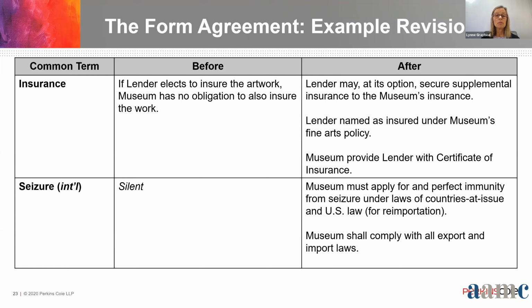Oftentimes, there are no provisions on seizure, but the agreement should provide, if the work is being exhibited in another jurisdiction, that the museum apply for and comply with the terms required for immunity, a grant of immunity to be obtained. And also that the museum comply with any export or import laws.